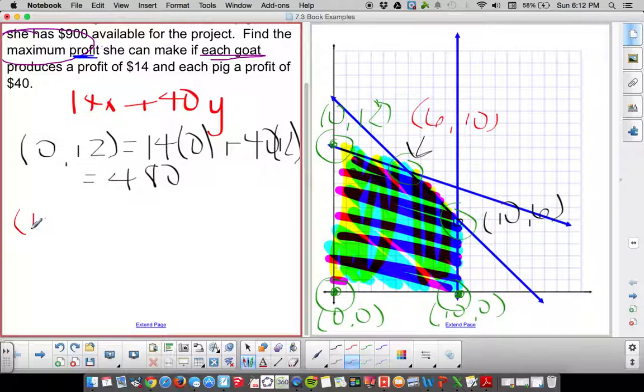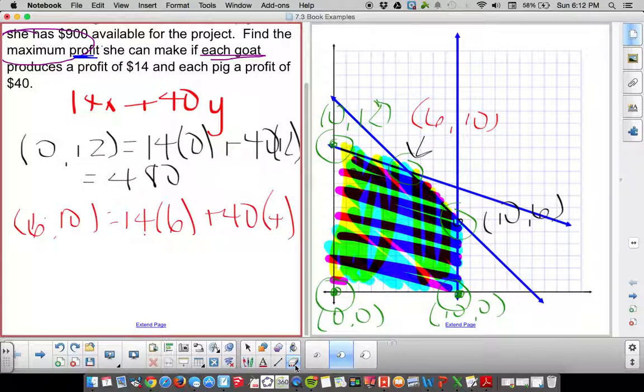Okay, so we're going to try our point 6, 10. So that's 14 times 6 plus 40 times 10. 14 times 6 is 84, plus, excuse me, 40 times 10 is 400, so that's 484.